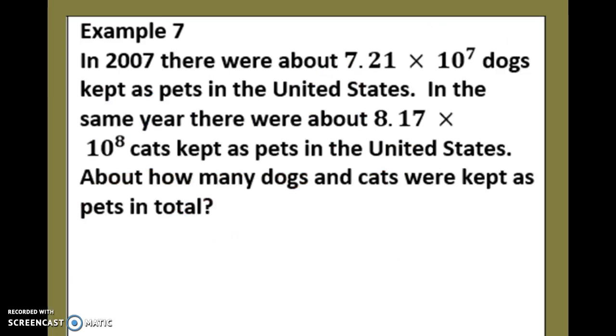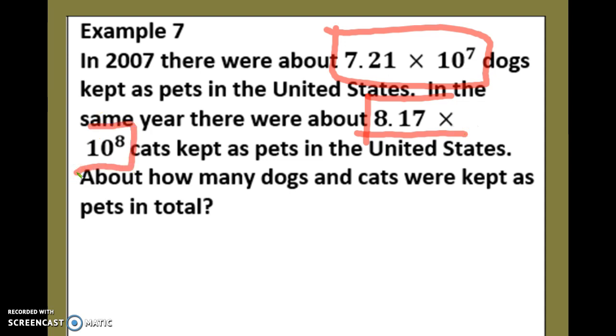Now our last example here says in 2007, there were about 7.21 times 10 to the 7th power of dogs kept as pets in the United States. In the same year, there were about 8.17 times 10 to the 8th cats kept as pets. How many dogs and cats were kept in total? So what we need to do is we need to add those two numbers together. We need a common exponent, and our common exponent needs to be 8. So I need to change that number to an 8. I did that by adding 1.